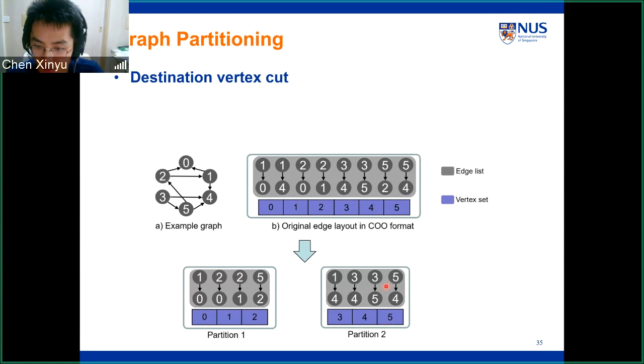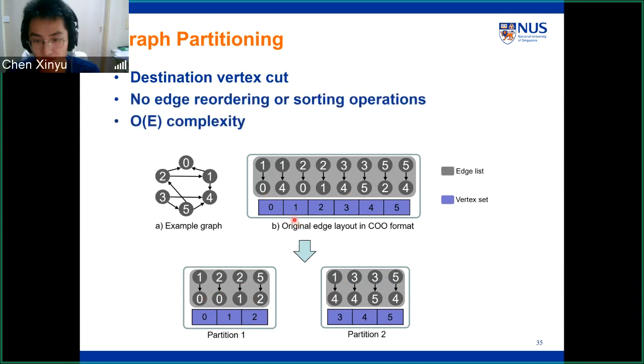For processing, we just scan the edge list and dispatch the edges according to their destination vertex. In this example, partition 1 contains all the edges whose destination vertex is located in the current vertex set. So you can see there are no edge reordering or sorting operations, so it's very lightweight, and the complexity is only O(E). After graph partitioning, we try to schedule these partitions onto our hardware.